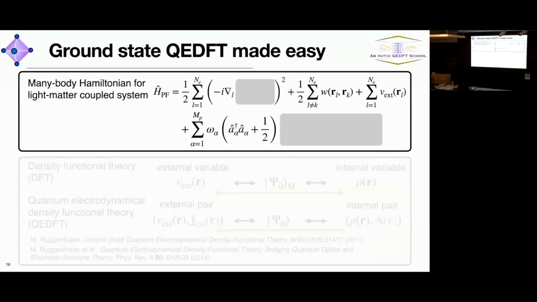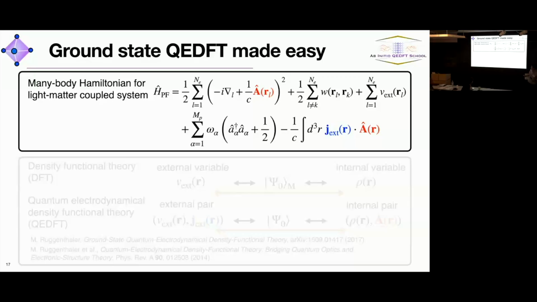I mean, the first part is right. And the second part, compared to the DFT, we have an external potential coupled to the electronic system, right? And what should we couple to the photon field? To the current. Yes, to the current. That's right. So you can see in this one, you have an internal vector potential A, and we also have the external current coupled to the photon field.